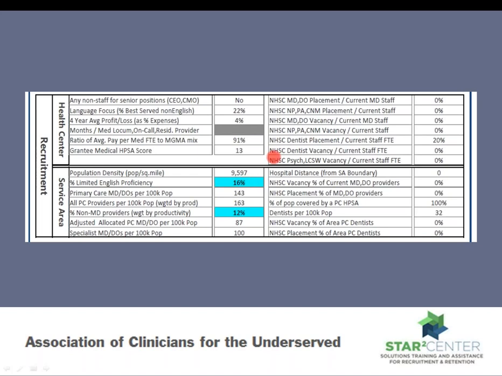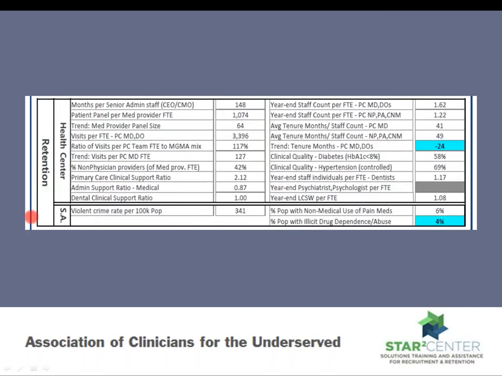You'll also notice that some data points have a gray box. This simply means that we did not have data for that data point, and you can do your own investigations on why that would be true. Now, we've looked at the recruitment section. There's also a retention section.